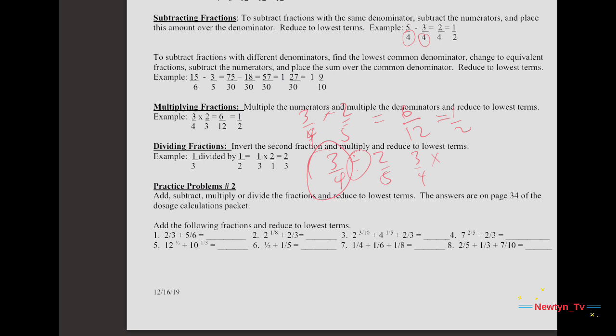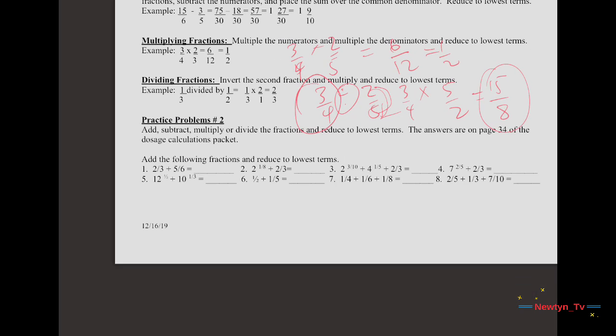Then you swap the denominator to be a numerator, and the numerator to be a denominator, right? So we have 5 on 2. Then you just multiply, and you get 15 on 8, right? In this form, you can also convert to get your proper or mixed fraction, right? Very simple. So we have some problems here.